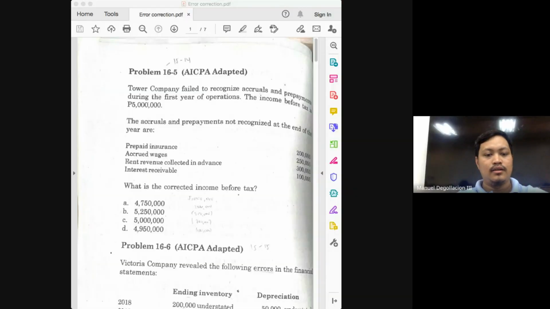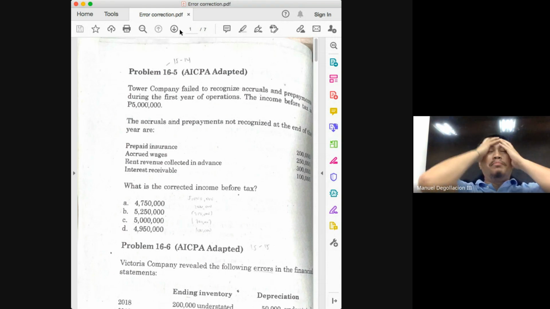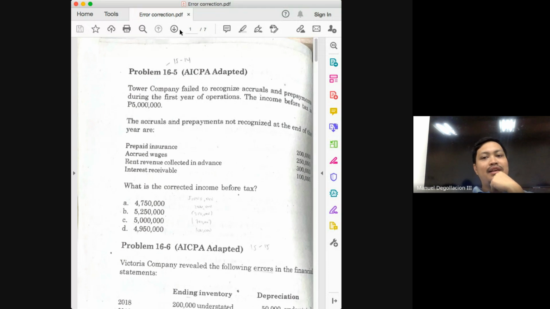The class will start with problem 16-5. So the topic class is error correction. It cannot be avoided that there may be errors in the entries that will be entered into the accounting system. So as a mechanism, accounting provides a way for us to correct these errors.